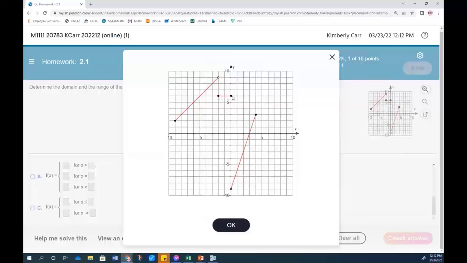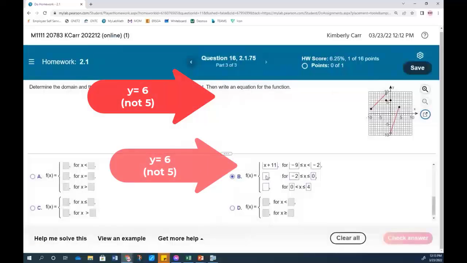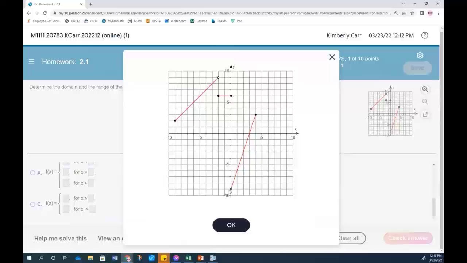Okay, what about the equation of this line? Well, it's a horizontal line, so it's just y equals the number, and the number that y equals all the way across there is 5. So y equals 5. So I just put a 5. Then our last part, I need the equation of this line.